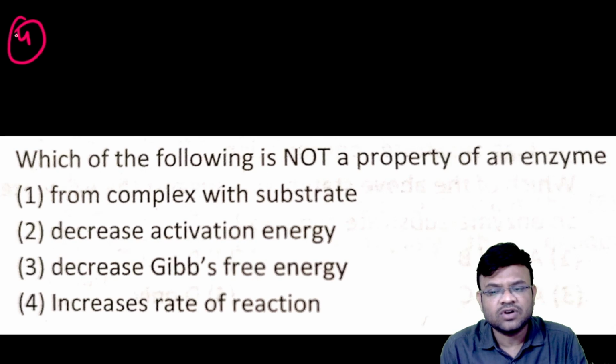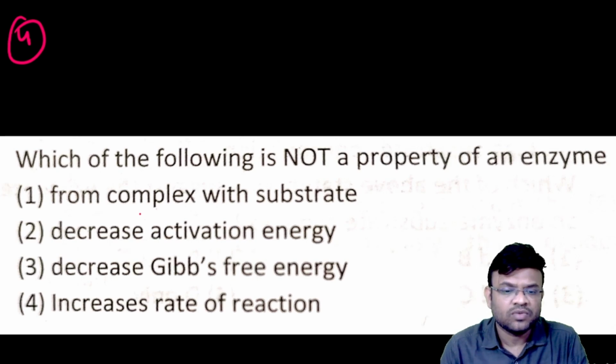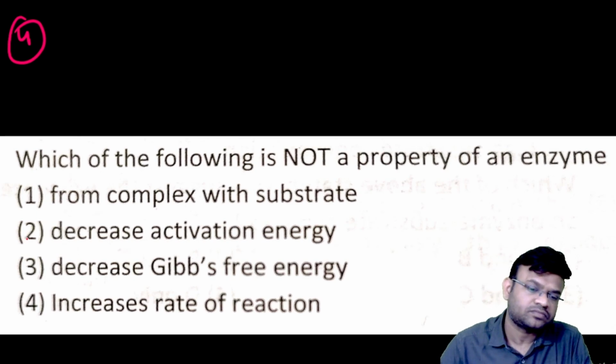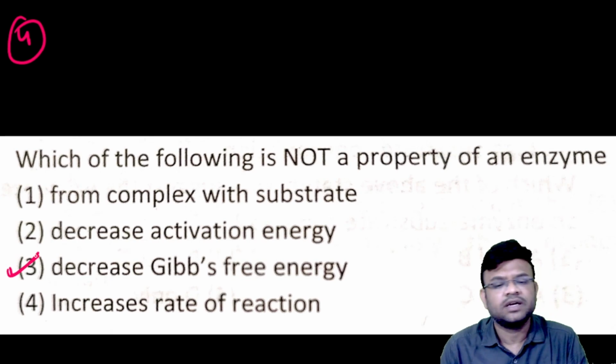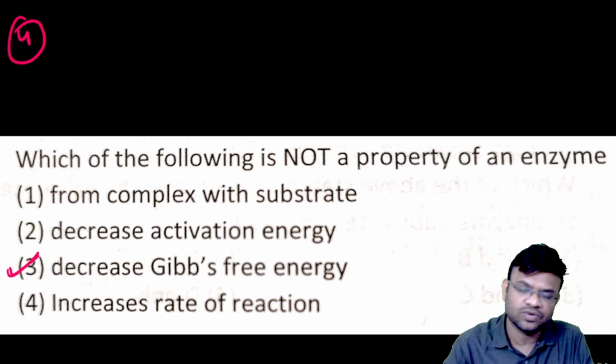Let us talk about question number 4. Which one of the following is not a property of an enzyme? Forms complex with substrate, decreases activation energy, decreases Gibbs free energy. Now remember this, the correct answer is that it decreases Gibbs free energy. Let me explain this to you. In case of an enzyme, delta G is not affected.